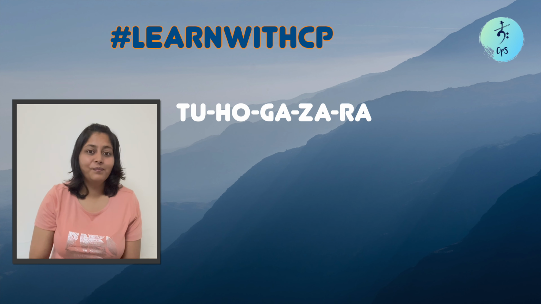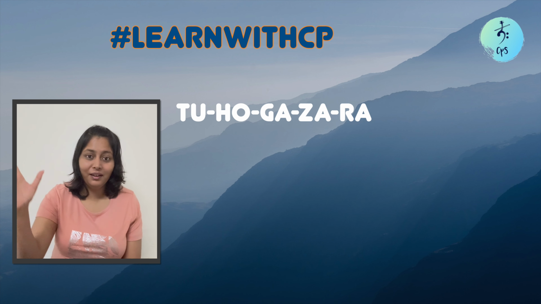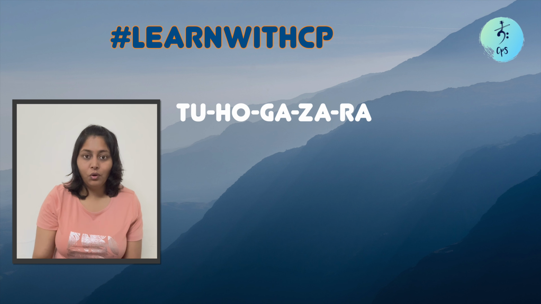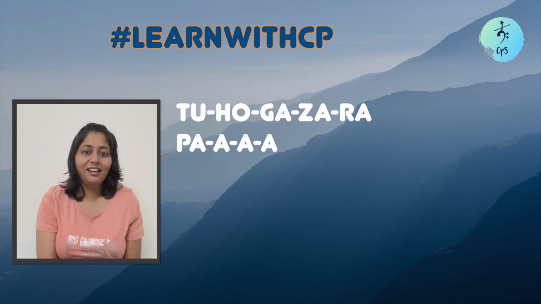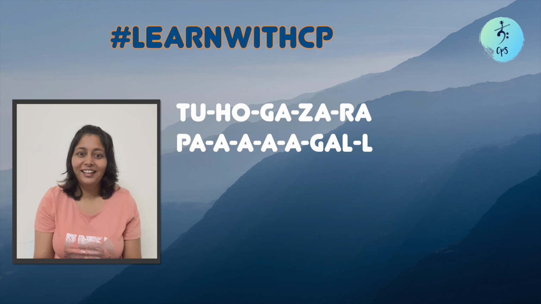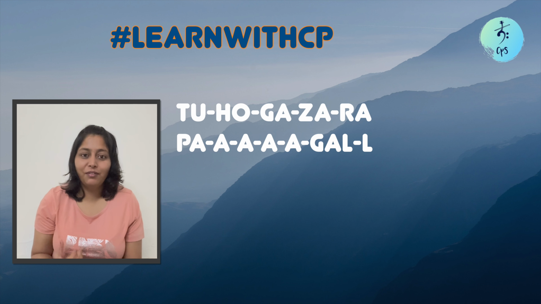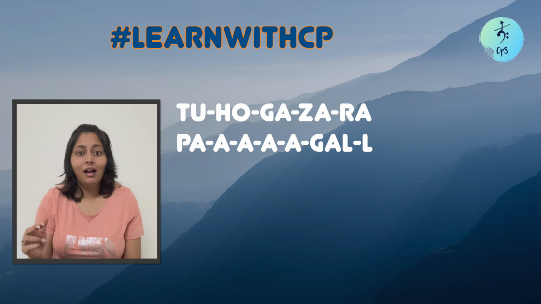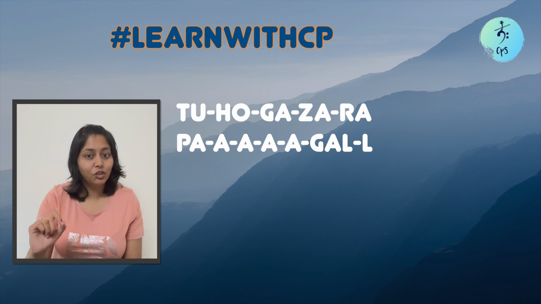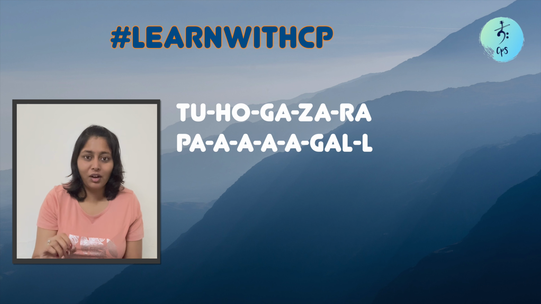Tu hoga zara. So 5 notes we are sliding gradually up. Tu hoga zara pagal. Don't panic, it's just 5 beautiful notes. So the pa of the pagal has 5 notes. Pa, pa, easy, right? So the last 3 notes is a small run.